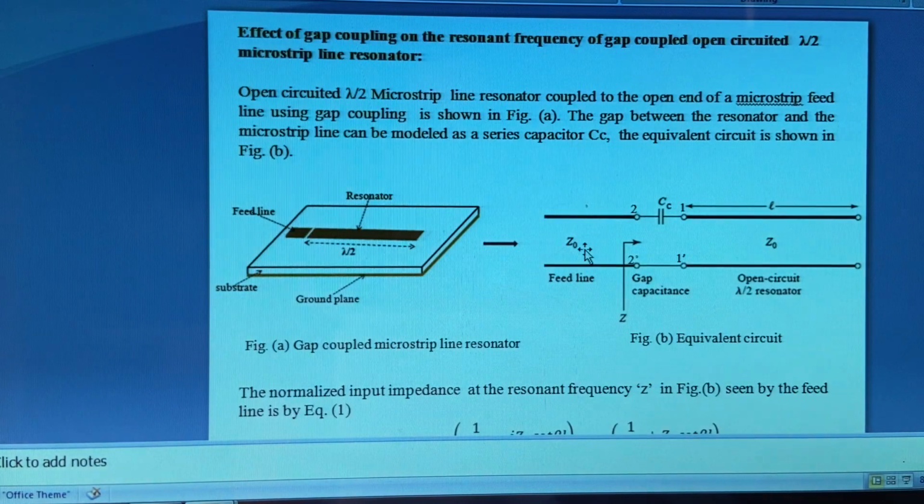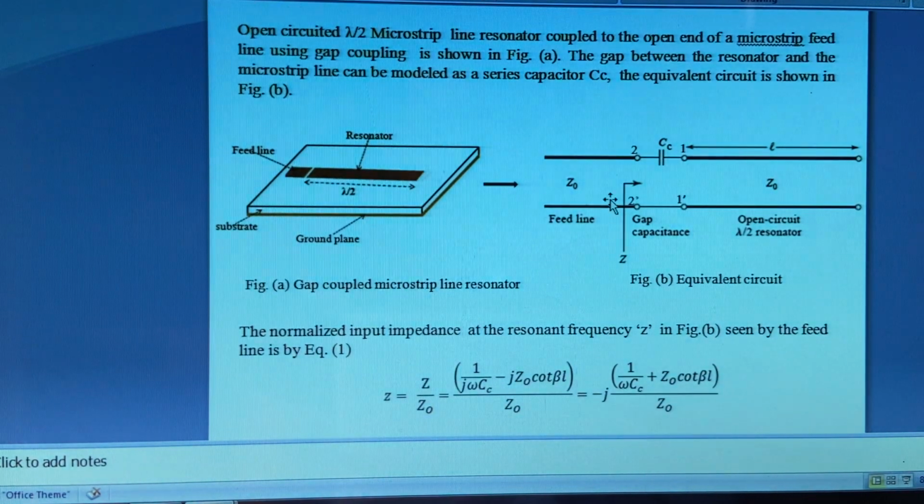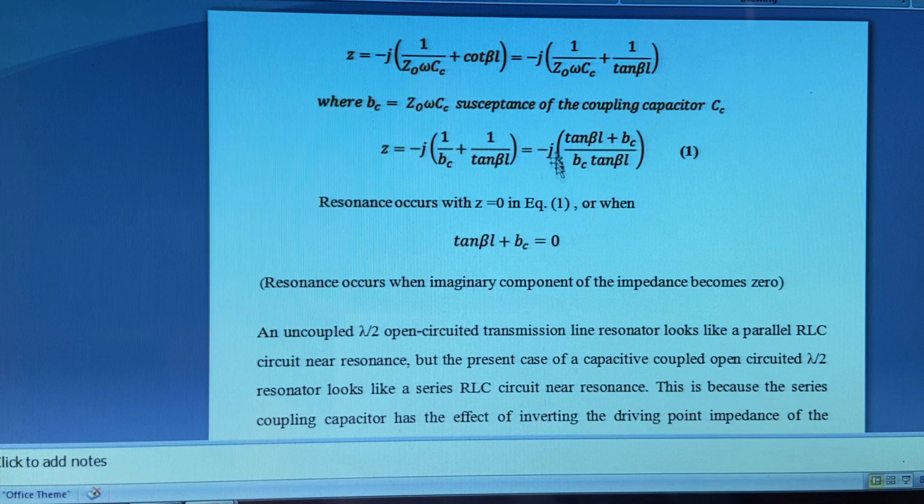Now for this circuit, this is a resonator circuit. Overall, the input impedance of the resonator is this. So now the resonator is this part. We cannot take only this part. So the resonator circuit is this part. We are looking at the input impedance between the terminals 2 dash. So the input impedance of the coupled resonator is given by this equation 1.